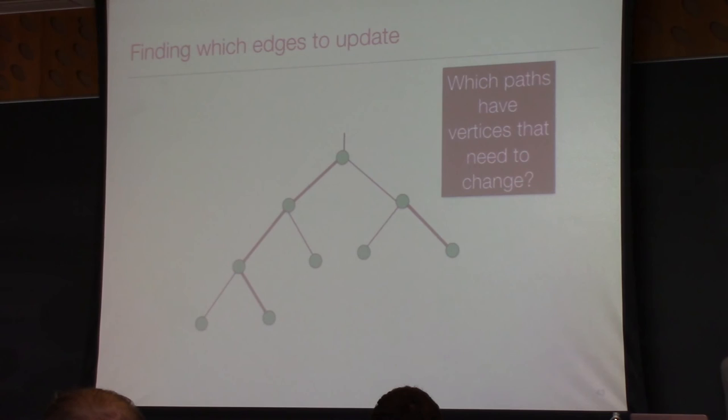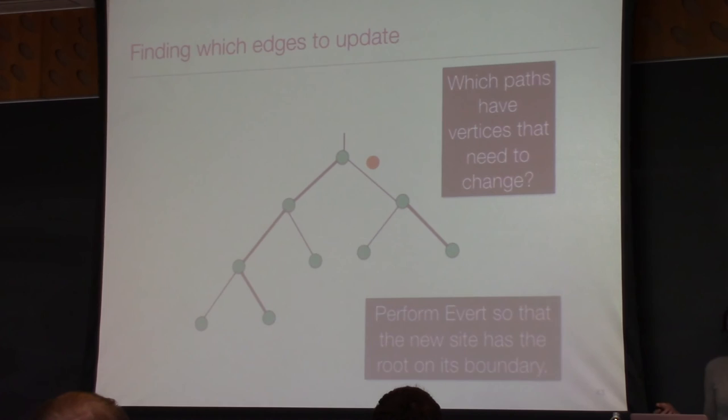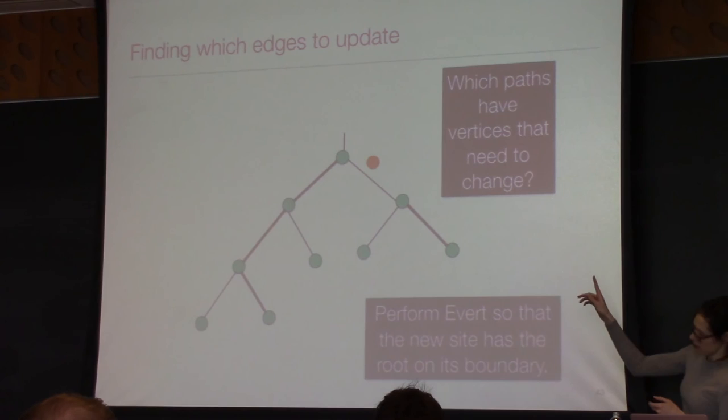So then what we want to do is find out which paths have vertices that we actually want to change. I'm going to go through this pretty quickly. Let's say we have this point here. We're going to perform an evert so that this new site has the root on the boundary of the new face that's going to be created. So we pick the adjacent cell, root it there, and rehang the tree. I've shown it closed, so we haven't changed the tree, but you could imagine doing that. These paths also contain pointers towards the root of the path, and all of those changes can be done for the entire path in time log n.